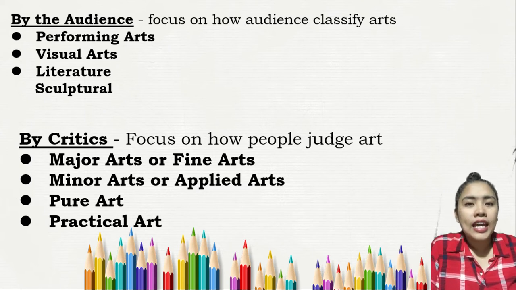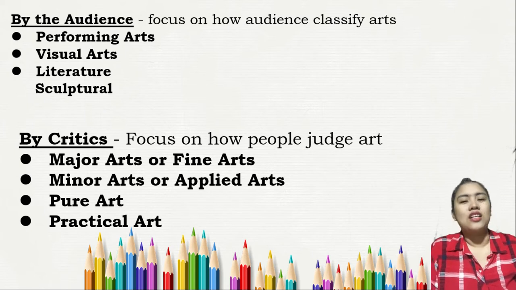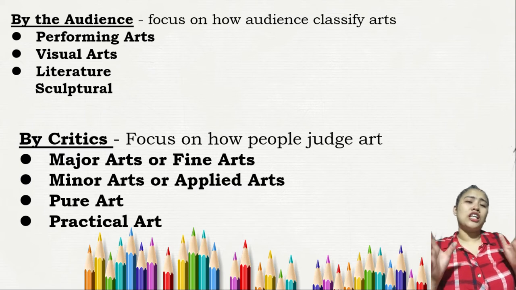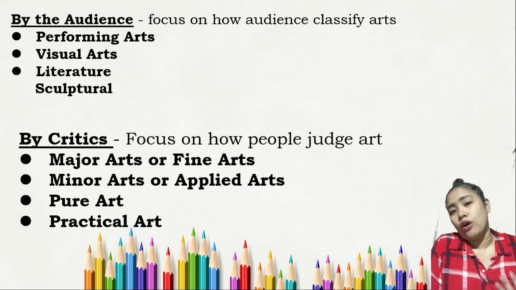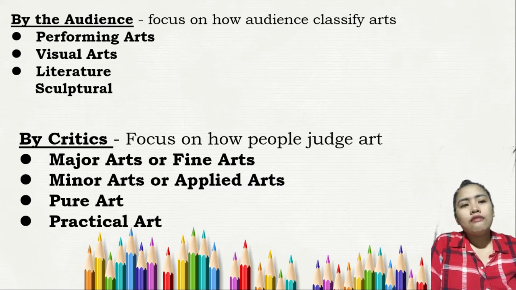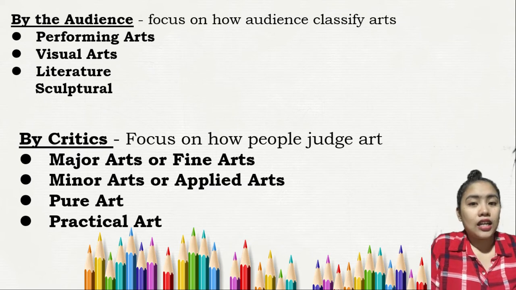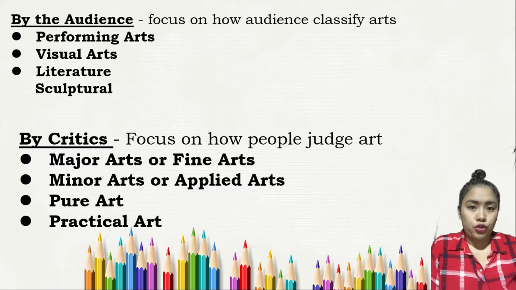These are three-dimensional works that we can see and touch, and they stay in one place, like monuments. Examples of this are also architectural designs, the buildings. As long as it is three-dimensional, like the Eiffel Tower and the Statue of Liberty, that is also considered art. Even flower gardens, water fountains, and buildings. Again, by the audience, we have performing arts, visual art, literature, and sculpture.